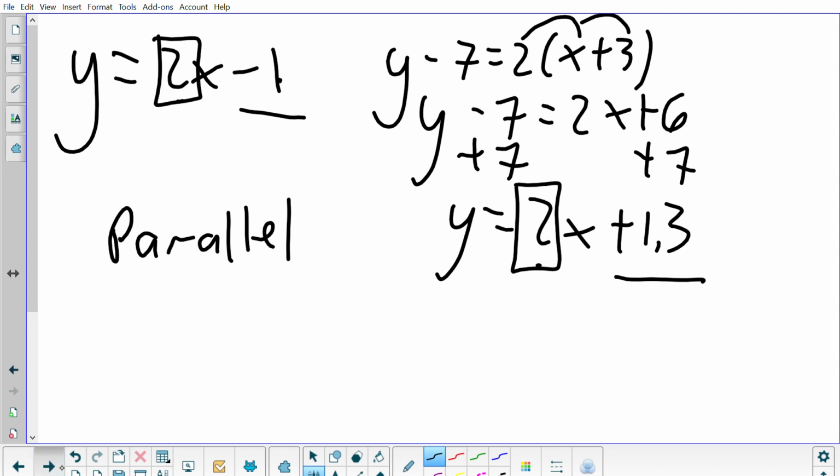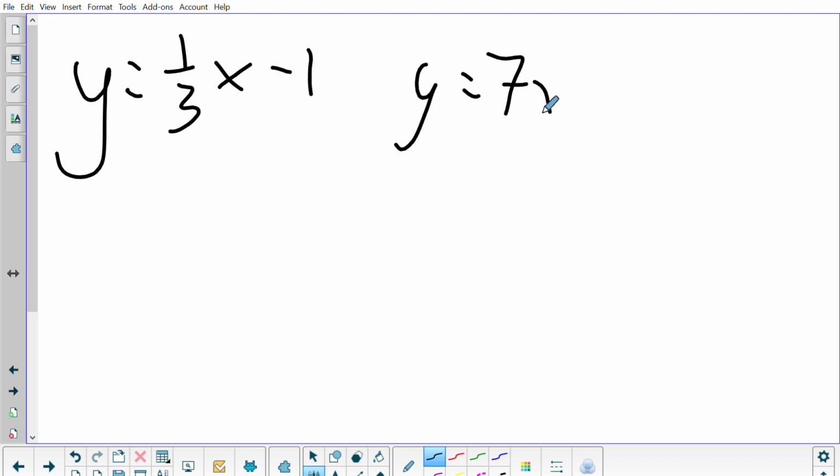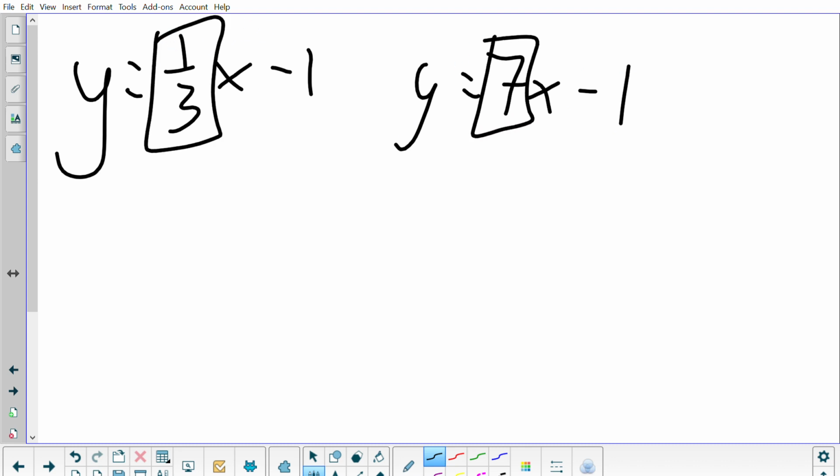Okay? If they give you different slope but the same y-intercept, that's just a cool fun fact that doesn't actually matter.